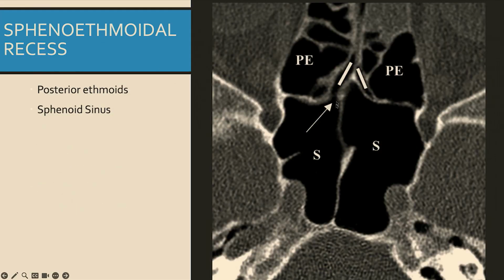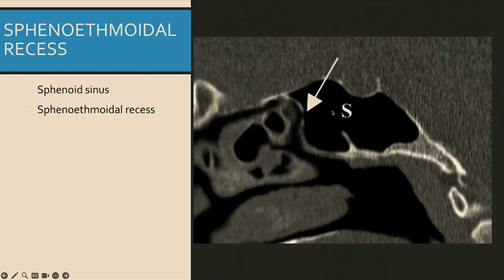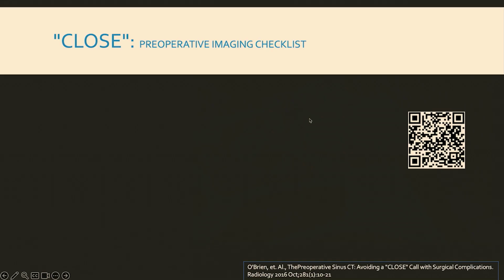Here's that sphenoethmoidal recess. This is best seen on your axial images. So this is the one thing that you're going to really be able to appreciate. This tiny little ostia right there, okay? This is much harder to see on the sagittal, okay? But the other stuff is much better seen.